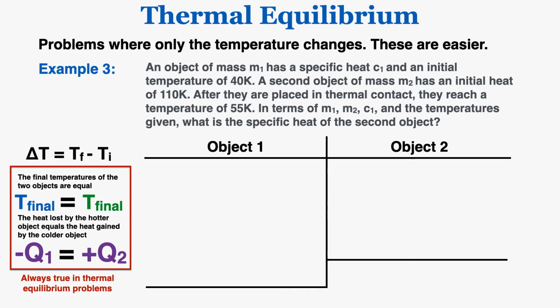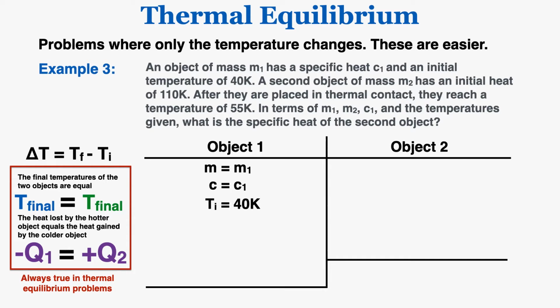In example 3, an object of mass m1 has a specific heat C1 and an initial temperature of 40 Kelvin. A second object of mass m2 has an initial temperature of 110 Kelvin. After they are placed in thermal contact, they reach a temperature of 55 Kelvin. In terms of m1, m2, C1, and the temperatures given, what is the specific heat of the second object?